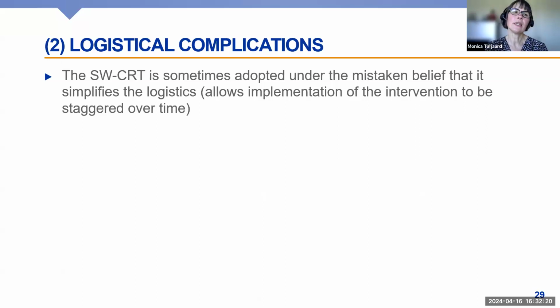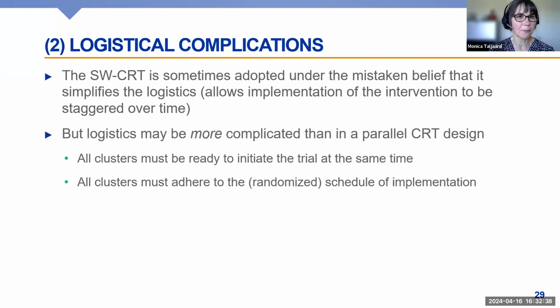The second situation is the logistical misconception, the logistical complications. So investigators, as I said, often tell me that they want to do a stepped wedge because they think it's going to be logistically easier, because they can implement the intervention gradually over time. I always try and explain to them, well, please be careful. The logistics may actually be more complicated than what you're used to in your parallel arm designs. And that's because in a stepped wedge, as I explained earlier, all of the clusters have to be ready to initiate the trial at the same time.